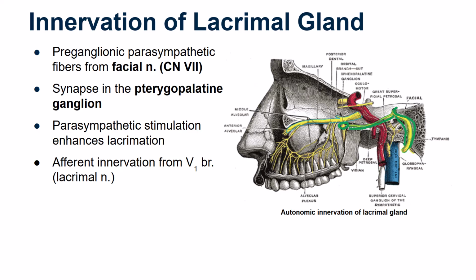Now the afferent innervation, so the sensory of the lacrimal gland, is from a branch of V1 known as the lacrimal nerve. So don't get that confused with the preganglionic parasympathetic source of innervation for this gland, which is facial. So the parasympathetic response is coming from cranial nerve number 7.